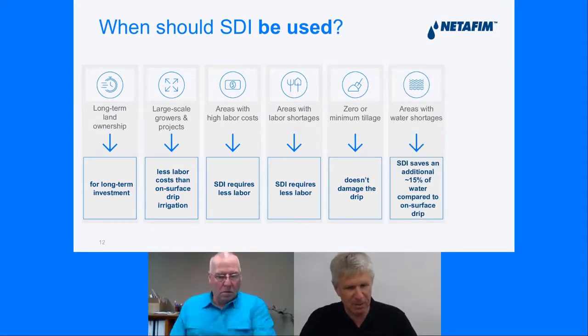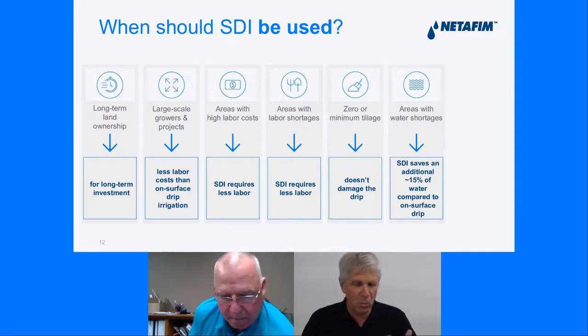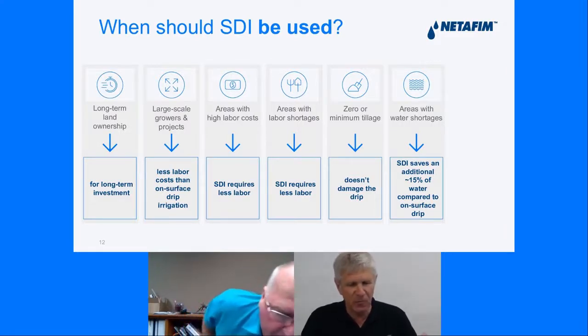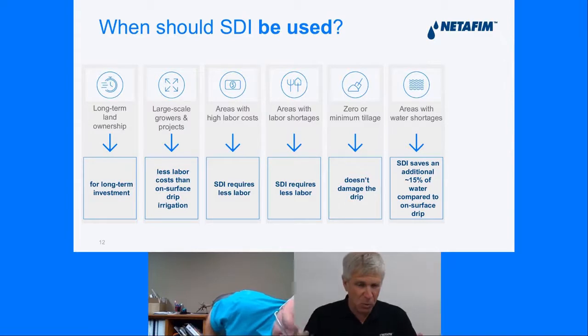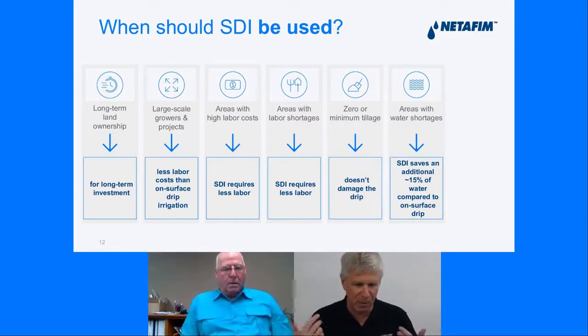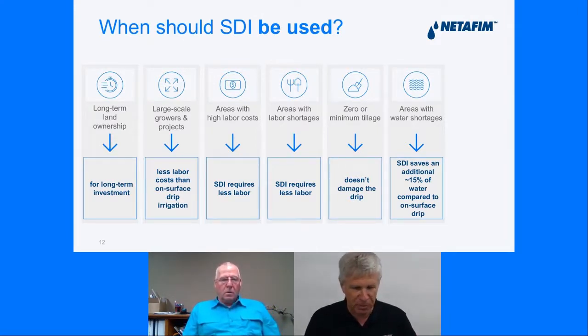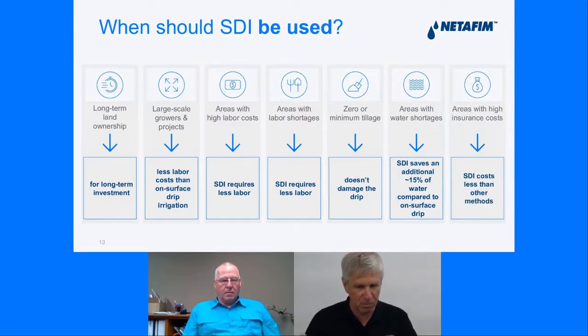The other item is shortage of water. When we compare it to surface drip irrigation, we can save something like 15% of the water consumption. When you compare it to flood irrigation or even to furrow irrigation, these percentages move up. We are speaking about 30, sometimes 40%. When we are speaking about center pivot, more or less, we are speaking about the same 15% as surface drip irrigation. And insurance cost. Center pivot, you need to pay high insurance cost. When you're speaking about SDI, it's less expensive.